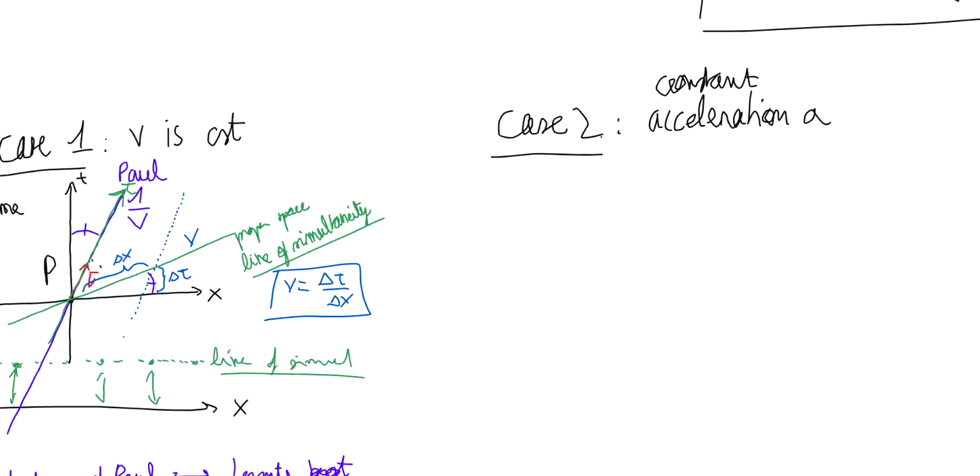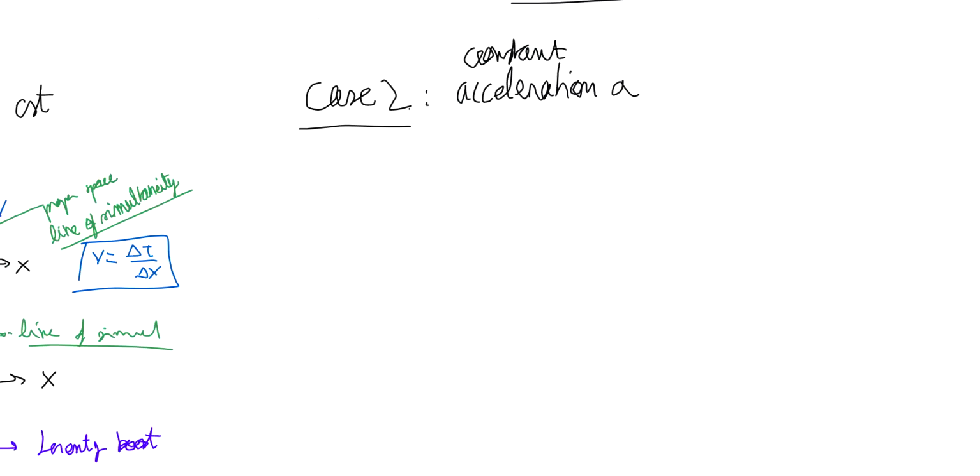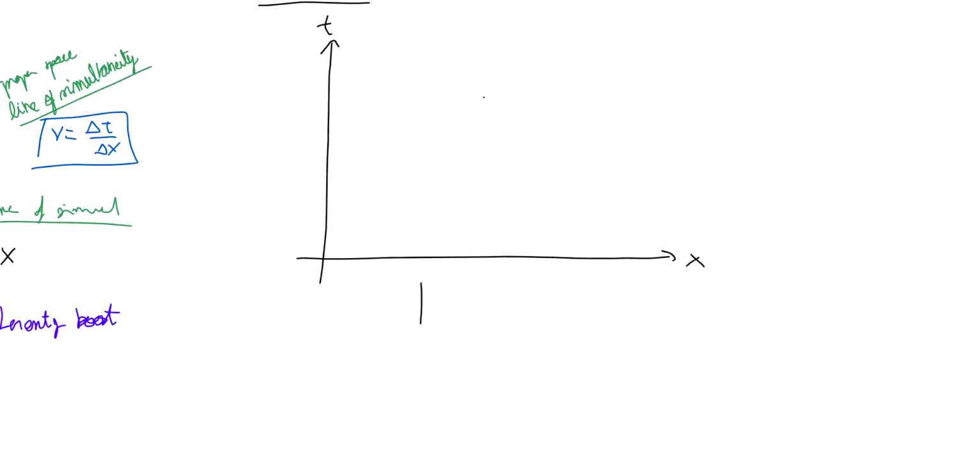Okay, constant acceleration A. So once again, we want to draw a space-time diagram. So T, X. Now I will ask you to consider a rocket accelerating. That's the windshield of the rocket, and that's the jet of the rocket. We have one clock close to the jet that we call clock A, and we have one clock close to the windshield that we'll call clock B.